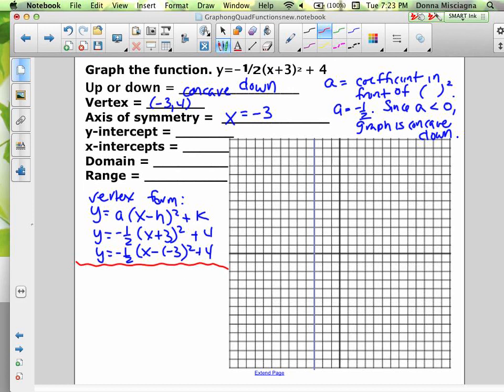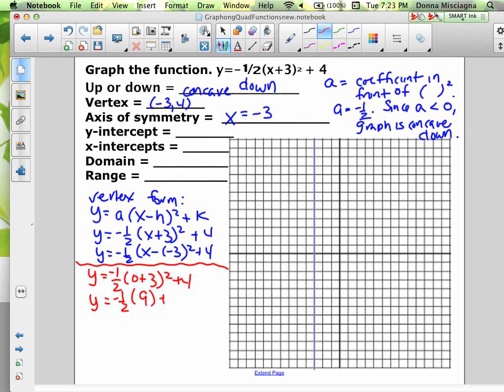Let's find the y-intercept. To find the y-intercept, we just plug in 0 for x. So we have y equals -1/2, 0 plus 3 squared plus 4. So that would be -1/2 times 3 squared. If you don't mind, I'm going to square the 3 at the same time. I don't think 0 plus 3 necessarily needs its own step. So 3 squared is 9, plus 4.